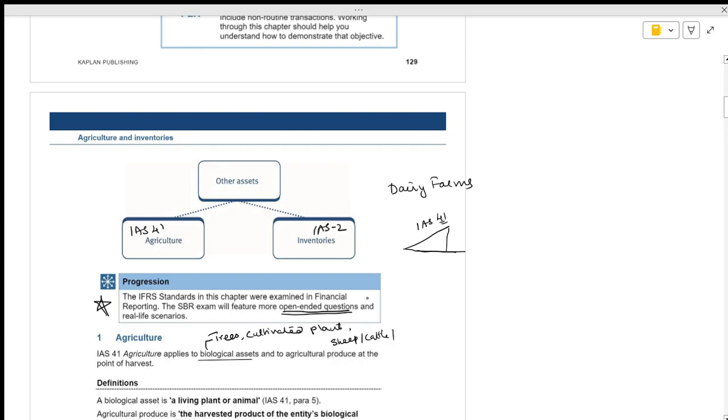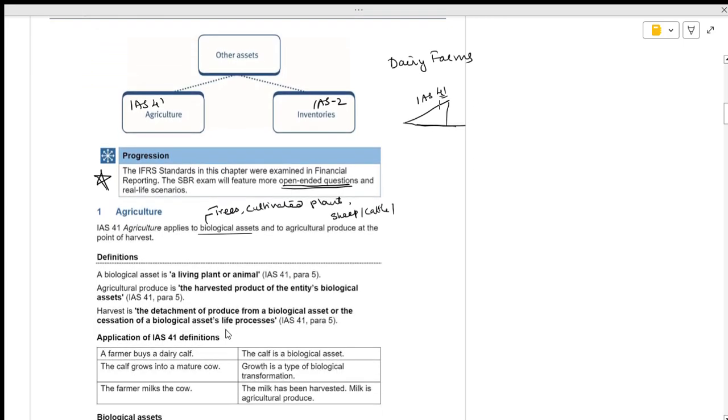Now, they have given a very clear definition. It says that a biological asset is a living plant or an animal.